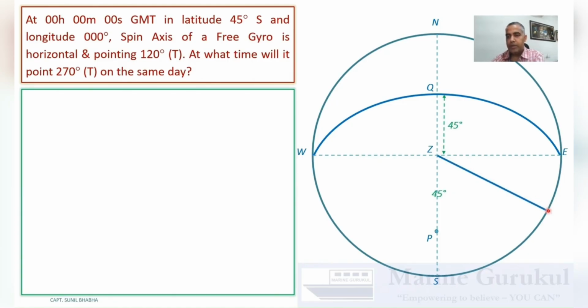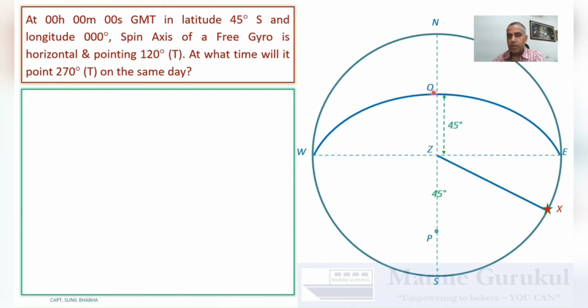So let us show our star at a bearing of 120 degrees true. Since our spin axis is horizontal, our gyro star's altitude will be 0. That means the gyro star is going to be on the rational horizon. So let's mark our gyro star. You can see our gyro star here, the red color star represented by X-ray. The spin axis is pointing 120, so the azimuth of the gyro star is 120. The spin axis is horizontal, which is why the altitude of the gyro star is 0. It is on the horizon.